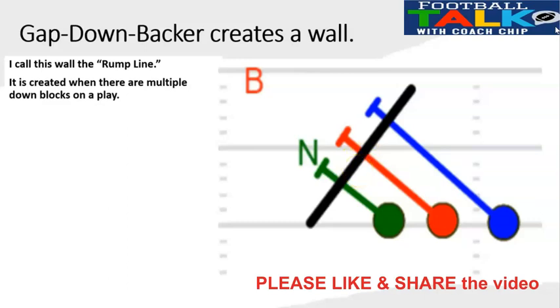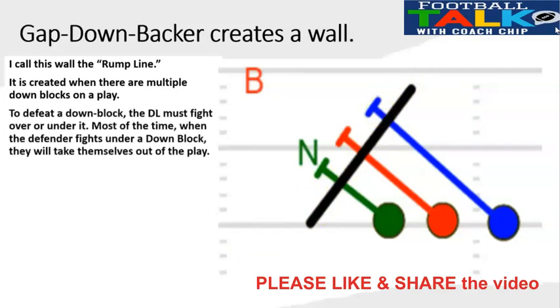Now, the wave is inverted on the wide receiver screen because the blocks are coming from the inside to the outside. But on this one, they're coming from out to in, creating this wall right here, the kind of wall you'd see in a big wave out in Hawaii or something. And that's what you create when you have multiple down blocks. To defeat a down block, the DL must fight over or under it.